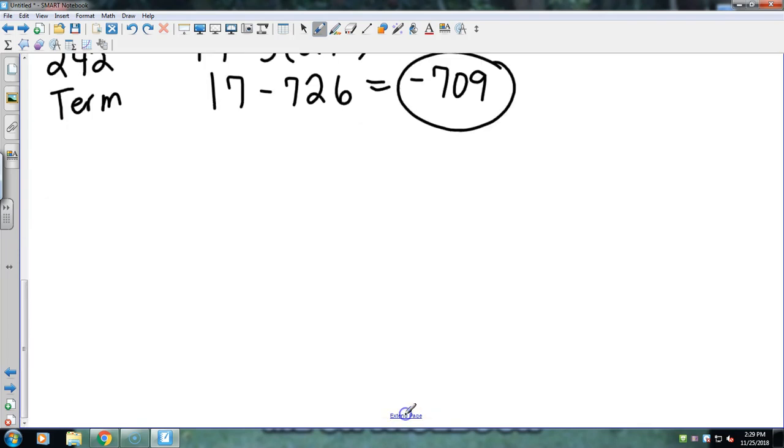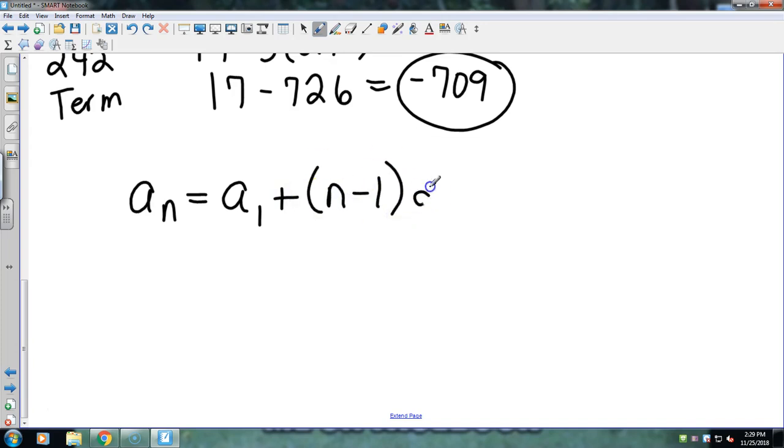Okay, so just a review. The nth term equals the first term plus n minus 1 times the difference. Again, the difference could be positive or negative. And that should take us through the end of Chapter 4. This is 4-6, Arithmetic Sequences.